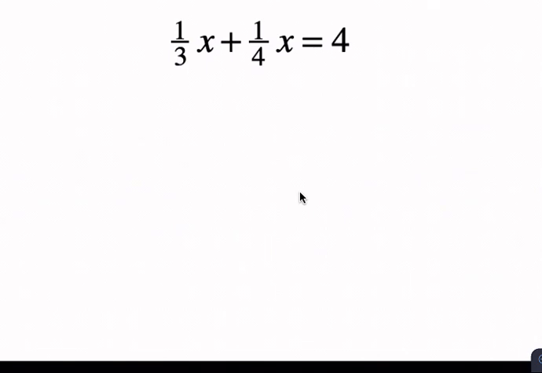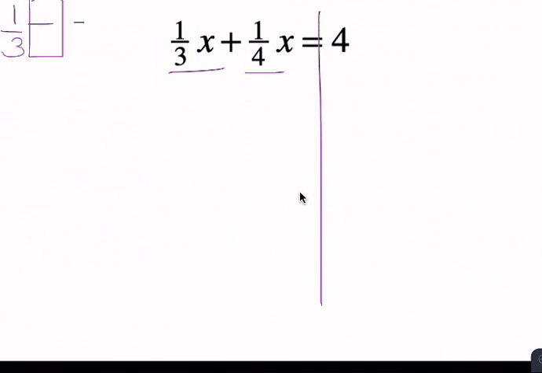This one right here. I have 1/3 x plus 1/4 x equals 4. Now, I noticed that both of these terms have an x attached to them, so I need to add them together. But when I add fractions together, I have to have a common denominator. So I need to find a common denominator for 4 and 3, and that would be 12. Now there are many others, but 12 is the smallest.